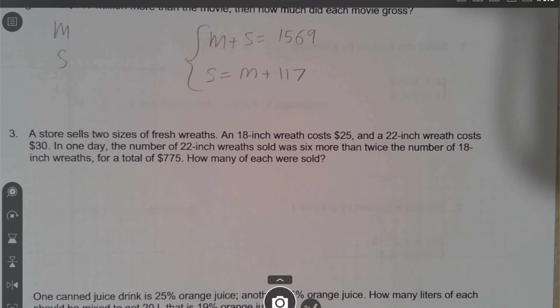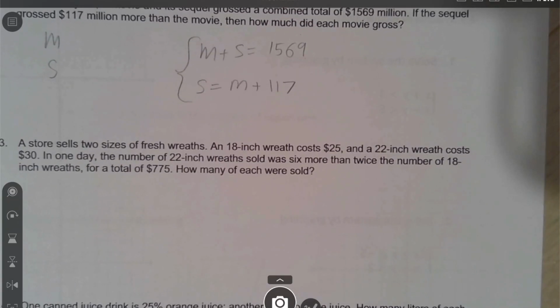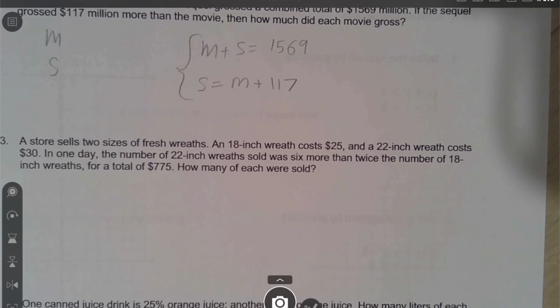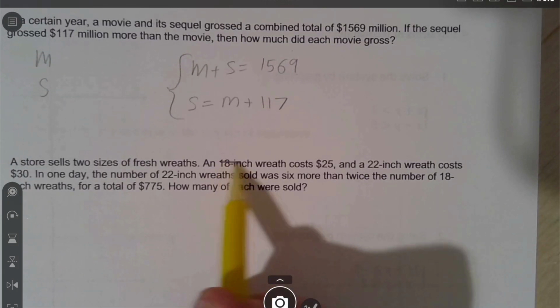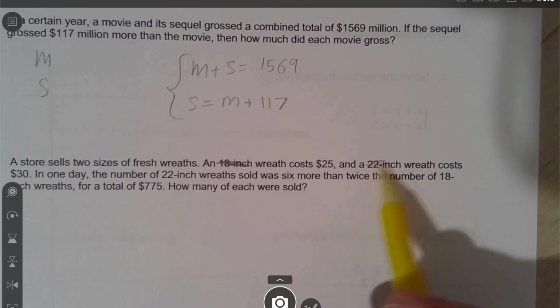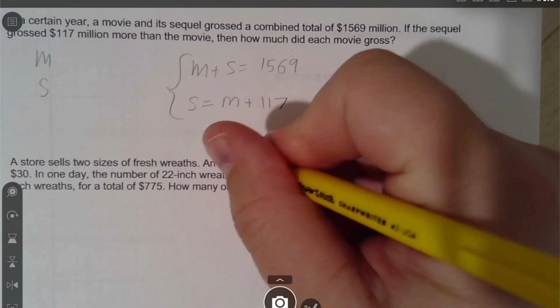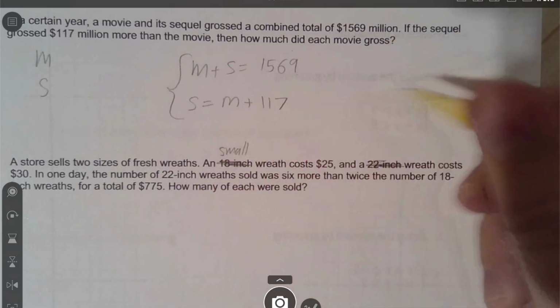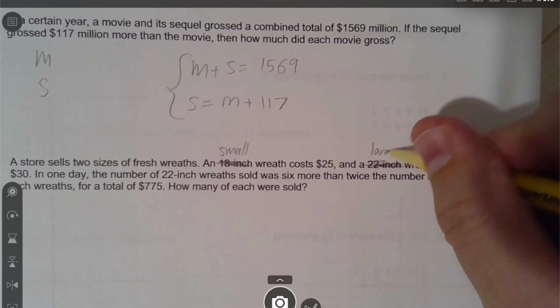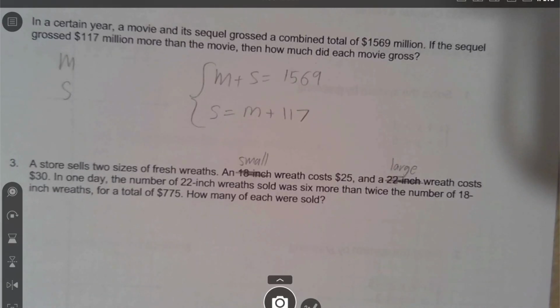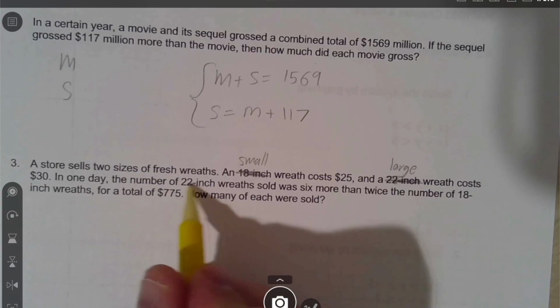Now number 3, I'm not going to lie, is a tricky one because of all the numbers in the word problem and realizing that some of them are descriptive and some we actually need to use. So what I'm going to do is say that, hey, the 18 and 22 inch wreaths, let's just call those small and large so that we can just read this easier. All right.